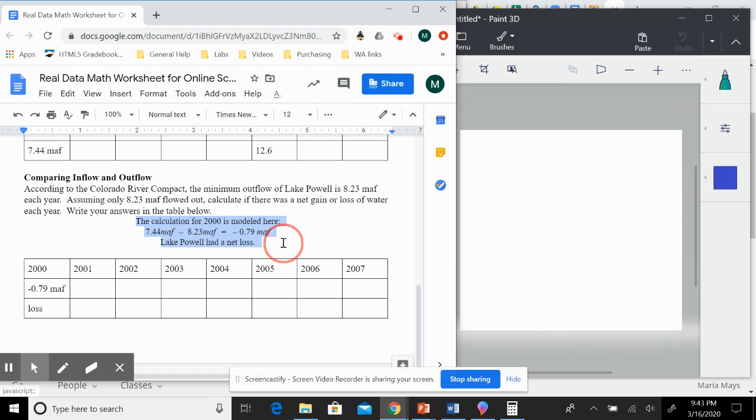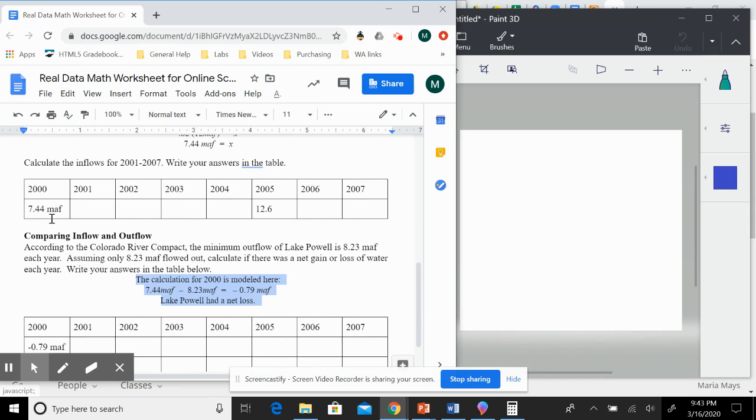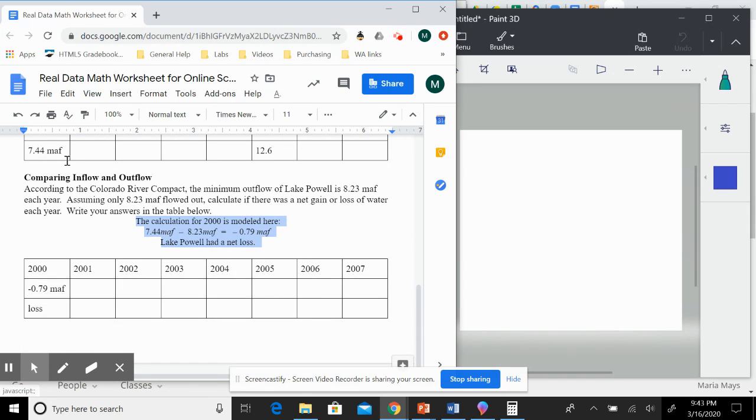They did the calculation for 2000 right here. So 7.44, which was calculated in the example up here for 2000, is how much flowed in that year, minus the amount that flows out. Every year you're going to use this. This is your constant. And that equals negative 0.79. When it's a negative number, that means it's a net loss. If it's a positive number, it's a net gain.